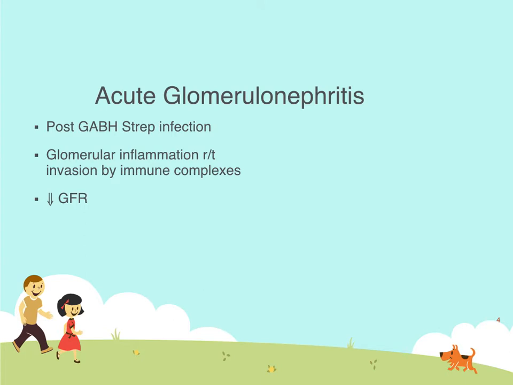Acute glomerulonephritis is caused by a strep infection, and so we call it a post-group A beta hemolytic strep infection. It causes inflammation within the glomerulus related to invasion of immune complexes. This, in turn, causes a decrease in the rate of glomerular filtration.